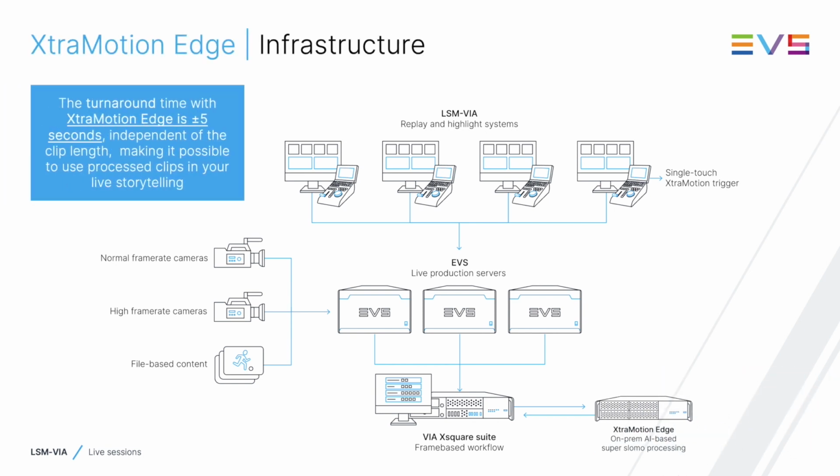The Xtramotion Edge infrastructure is an on-prem AI-based super slow-mo processing system. And the turnaround time with Xtramotion Edge is around 5 seconds independent of the clip length, making it possible to process clips in your live storytelling.